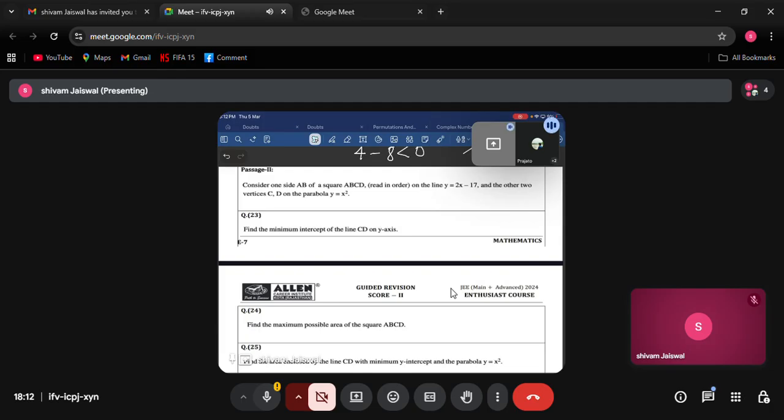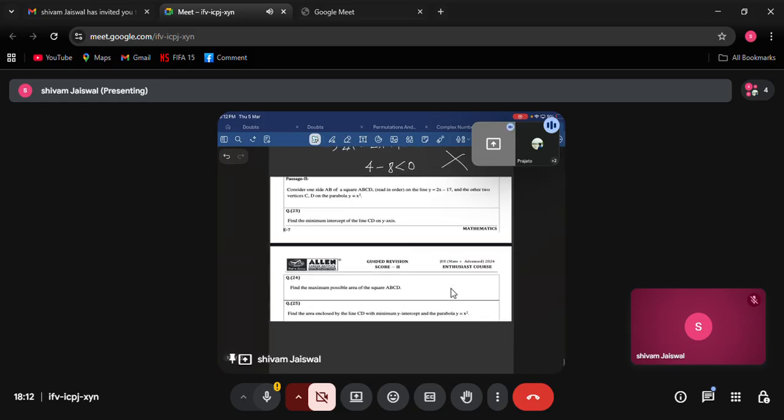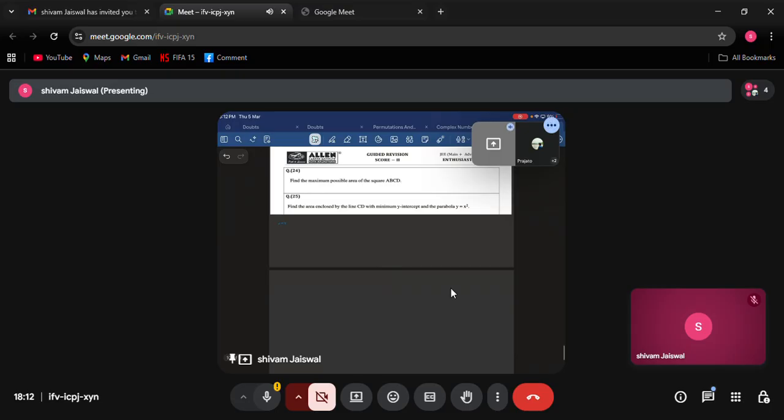Okay, so pay attention. How to solve this problem? Basically, we need to find out the minimum intercept of the line CD on the y-axis. Okay, pay attention. We need to find out the minimum intercept of CD on the y-axis.